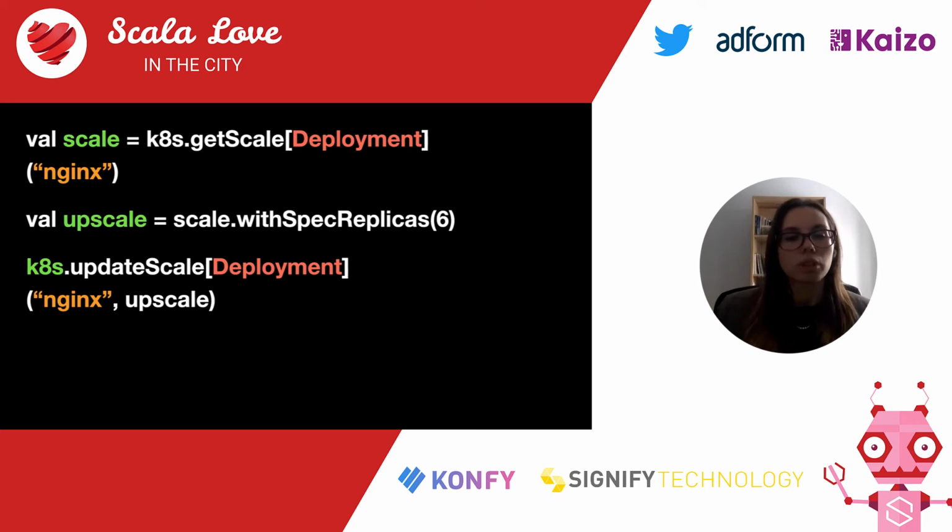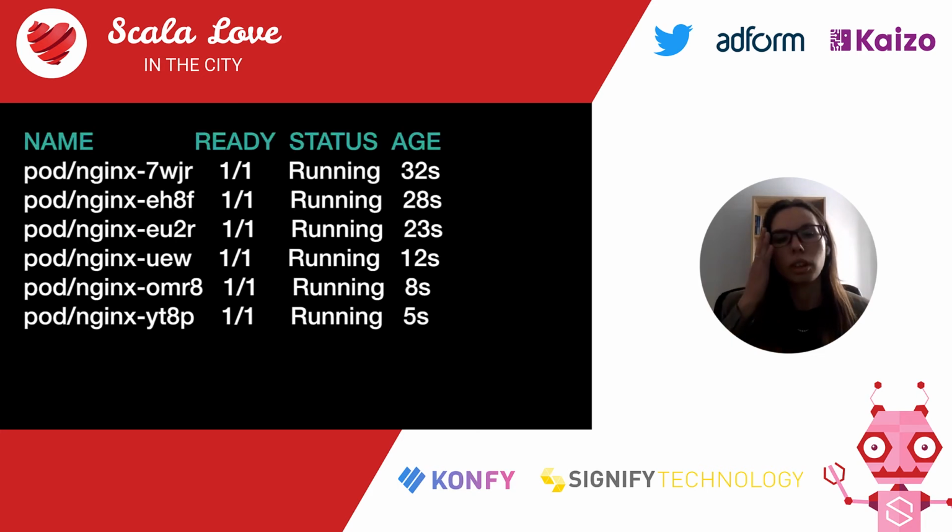So she tried to update the scale by setting up the name of the object, which would be Nginx deployment, and the upscale, or desired scale, of pods. And she got these 6 pods, which was great.